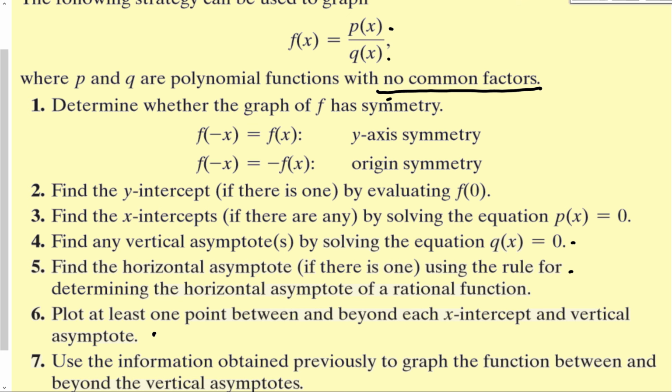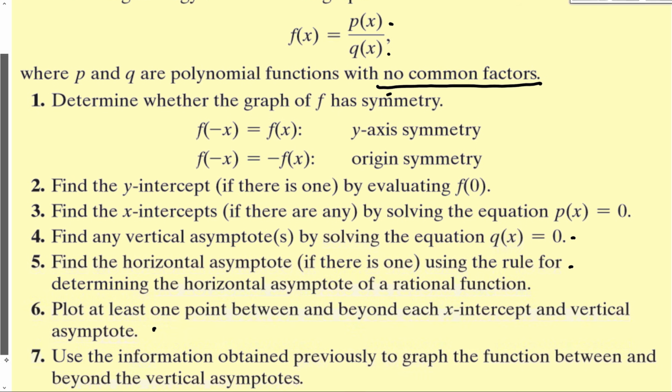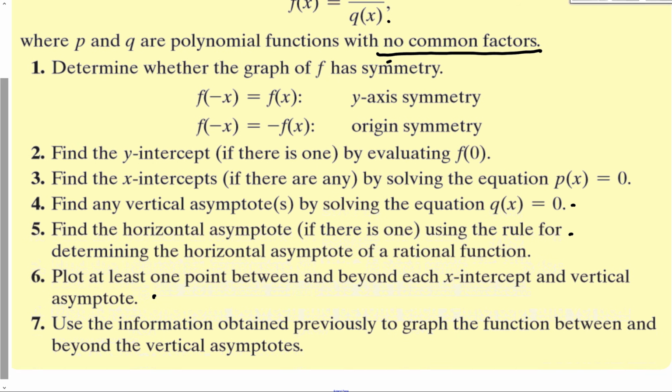Then you're going to have to plot some points between and beyond each x-intercept and each vertical asymptote. Then we can use the information obtained to graph the function between and beyond the vertical asymptotes, remembering that graphs shoot straight up or straight down as they get closer and closer to a vertical asymptote, and the ends of the graph will always get closer and closer to a horizontal asymptote.